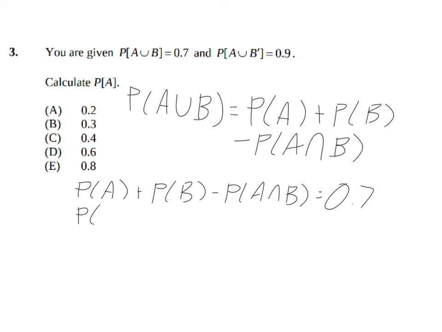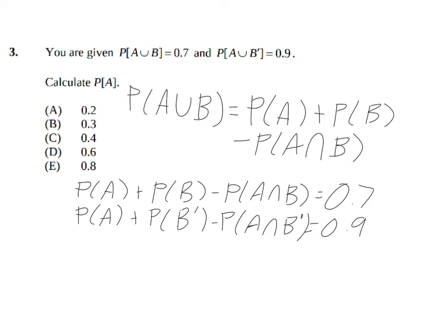So this 0.9 figure is going to be probability of A plus probability of B complement, I'll use their notation, minus probability of A intersection what? B complement, right? Okay. So we've got that.